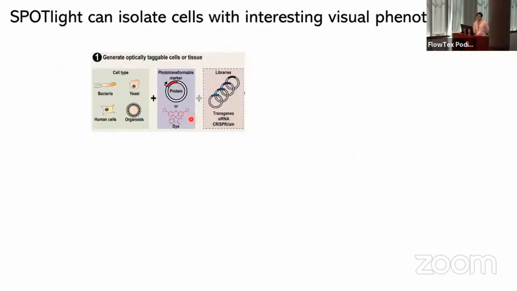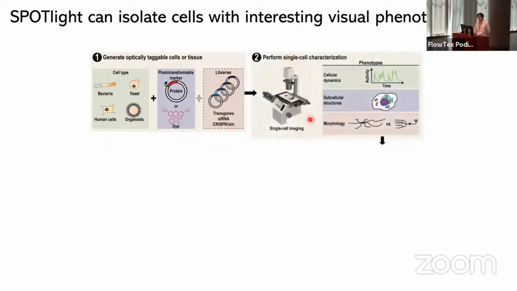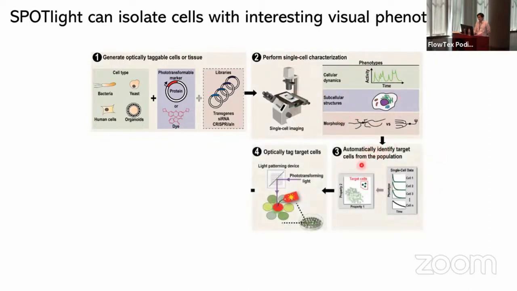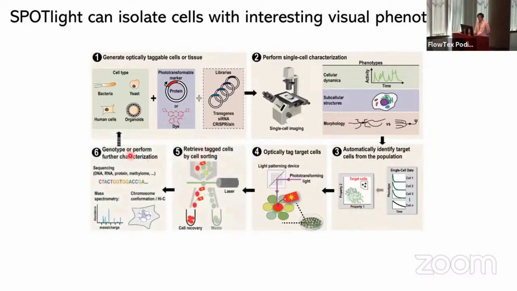So basically, Spotlight works like this. You start off with a cell type of interest. It could be bacteria, yeast, human cells, or organoids. These are some of the cell types that we tested for optical tagging. You introduce a phototransformable protein or a dye. You can optionally introduce a mutagenesis library to your cell type. You can add some perturbation, chemical perturbation or genetic perturbation like a CRISPR library. And then you do your imaging to look at spatial and temporal properties of your cells, and then do automatic image analysis and identify the target cells that show interesting phenotype, do the precise optical tagging, sort them, and then do downstream profiling, including omics and sequencing.